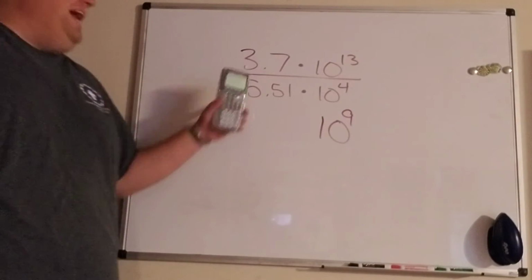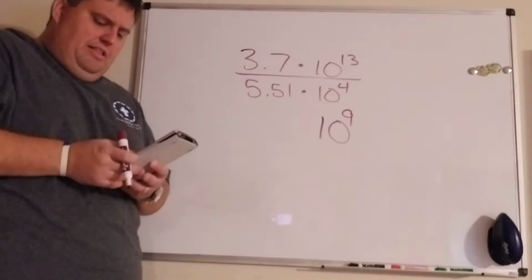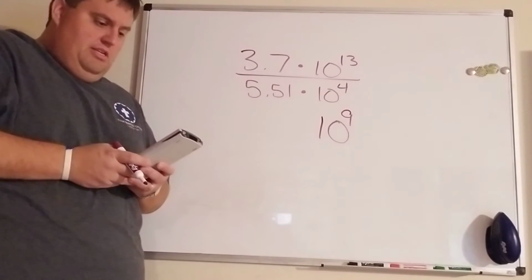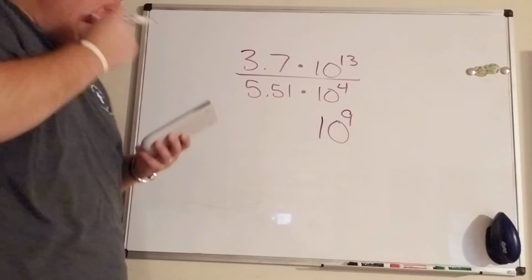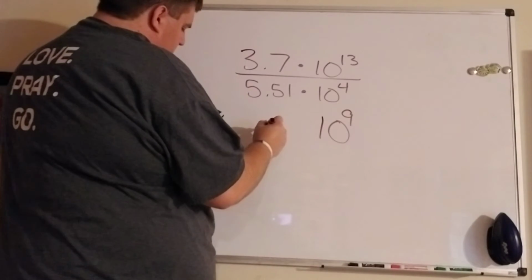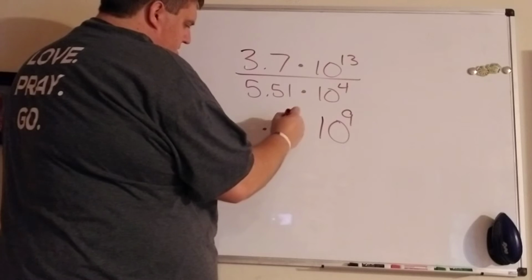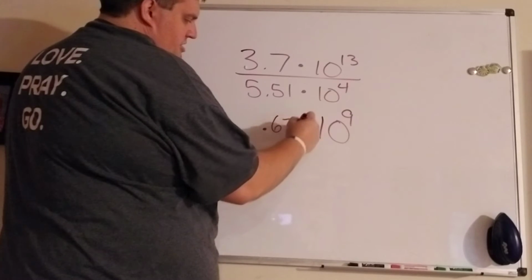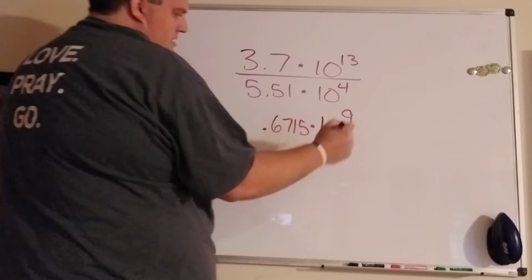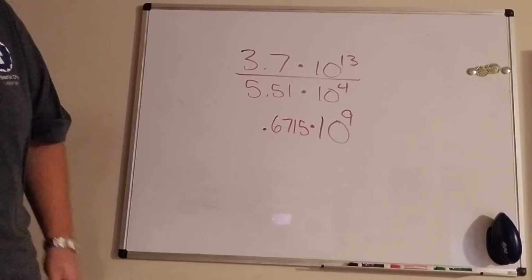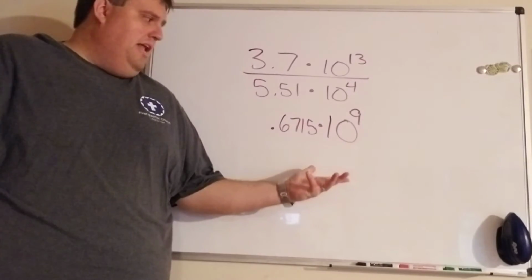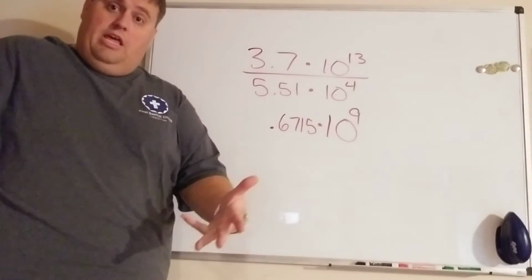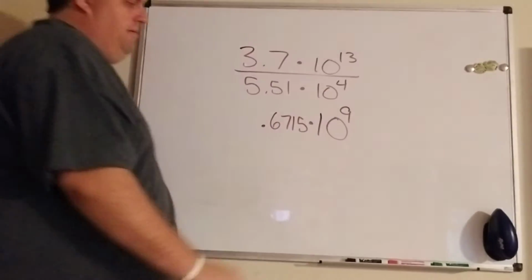And then over here, when I divide, because those numbers are not the same base, we're going to just divide those. 3.7 divided by 5.51. And it gave me, and I'm going to round to 4 decimal points, 0.6715 times 10 to the 9th. Now you're probably sitting there thinking, all right, Mr. Odie, that didn't seem so bad. It seemed like the same problem. It was.